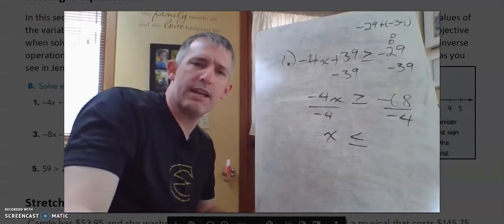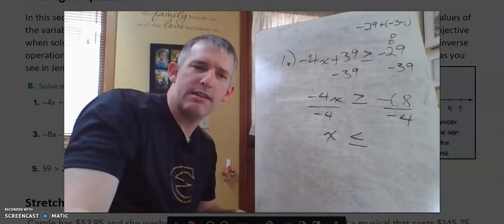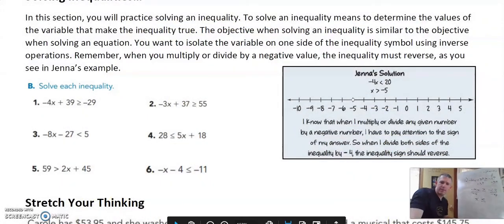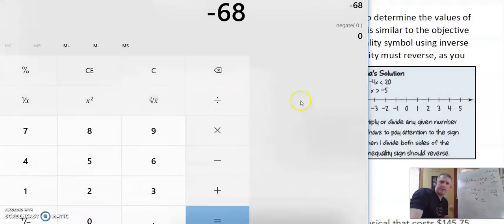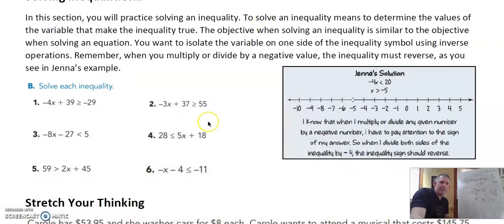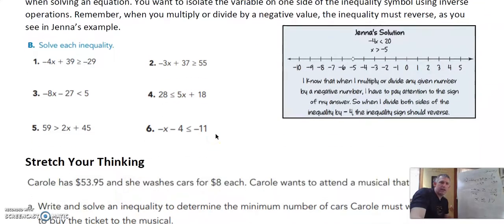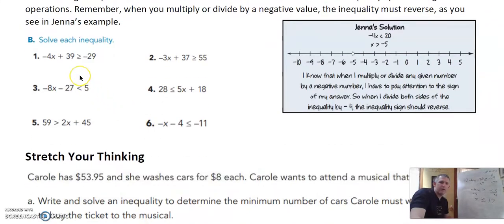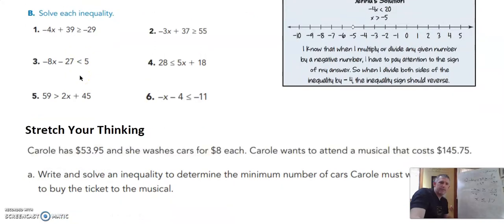Negative divided by a negative is going to be a positive. Let's see with our calculator what that's going to be. I think I still have negative 68. Sure do. So divided by negative 4, and that equals positive 17. So that is our solution. We could do our graph on that as well, but I think it just says to solve each inequality. So there you go.